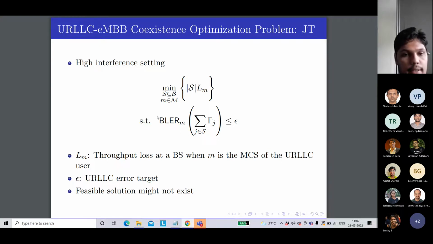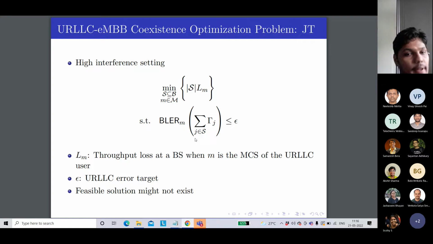Now the constraint is given by this: the block error rate of the MCS M. Since in JT, SNRs add up because of MRT, this is the SNR: sum over j belonging to S, where S is the subset of cooperating base stations, of gamma_j, where gamma_j is the SNR of the jth base station. So this block error rate should be less than the error target. So this is the optimization problem.